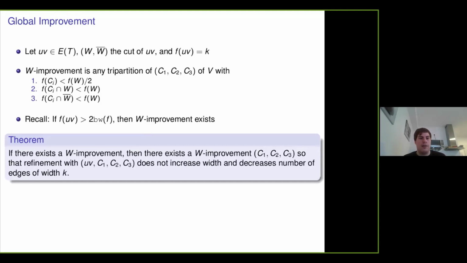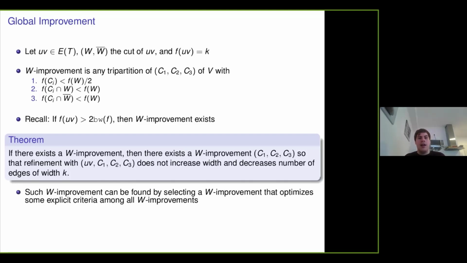And now the main structural result that we have is that if there exists a W improvement, then there exists some W improvement, maybe some other one, so that refining with this W improvement does not increase the width and decreases the number of edges of width K. So it improves this branch decomposition.